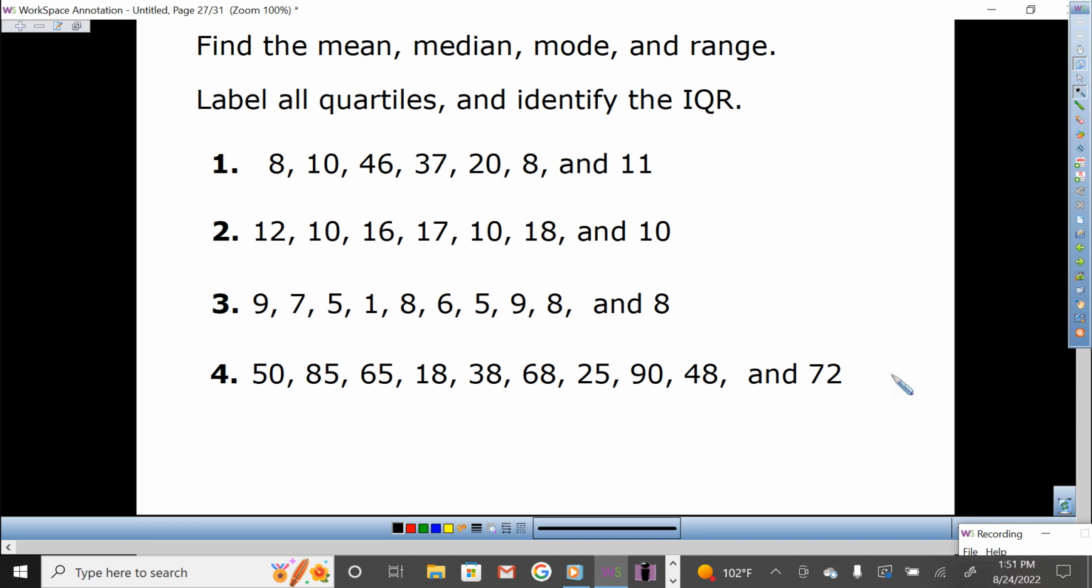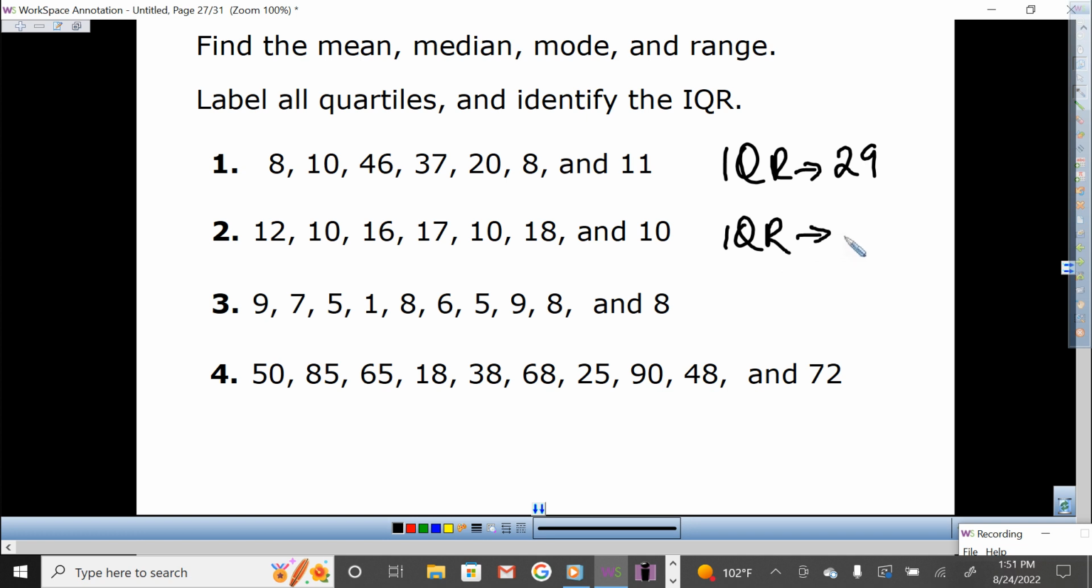All right, here we go. IQR for number 1. Eric, what'd you get? 29. Hands if you got that. That's correct. IQR for number 2. Andrew, what'd you get? 7. Hands if you got that. Looks about right. IQR of number 3. Melissa? Hands if you got 3.